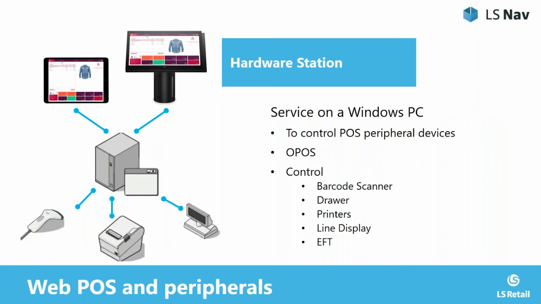Then we have more traditional setup where we have the hardware station running OPOS. This is a Windows service on a PC. And to this PC you have the peripherals or the devices connected like barcode scanner, drawers, printer, line display, and EFT. In this case, for example, you have a customer that has old hardware, wants to upgrade the system but does not want to upgrade the hardware. Here you could run then a browser client on this device, have the Windows service on it supporting the devices.